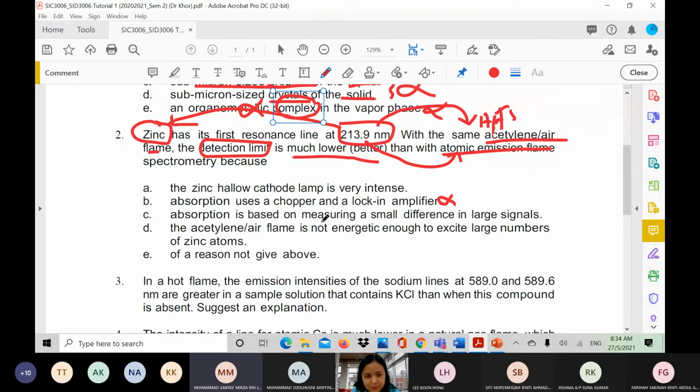Because it says that atomic emission is better than AAS, right? Here, the question. Is it? No, the question is, it said, with the same acetylene air flame. This acetylene air flame is the atomizer, right? So it says that the detection is much lower than with the atomic emission spectroscopy because of what?